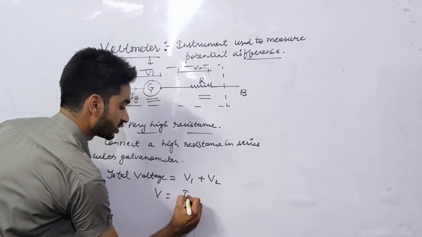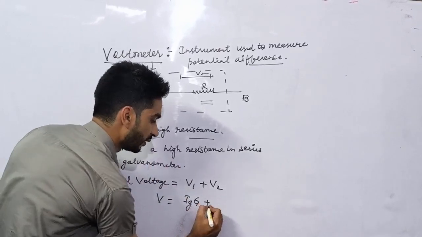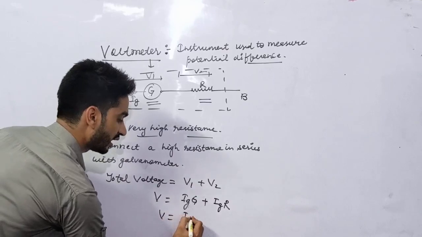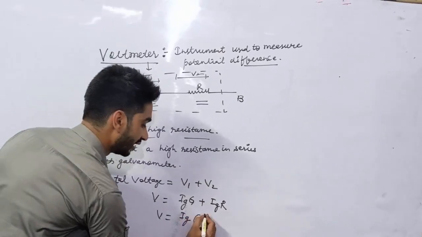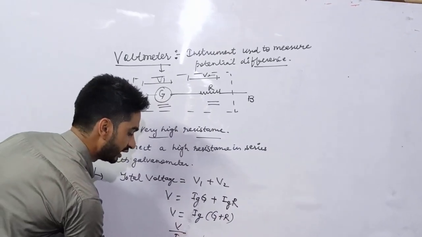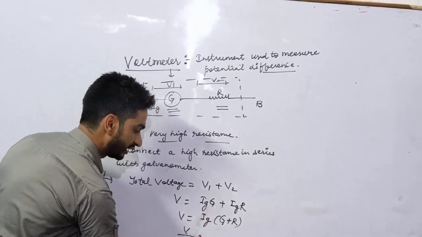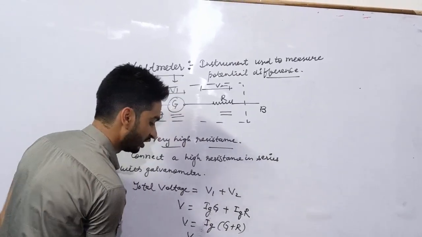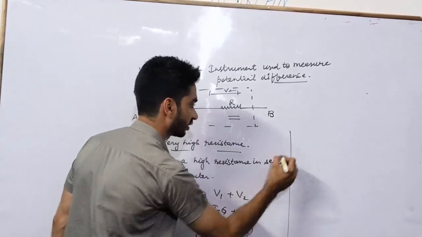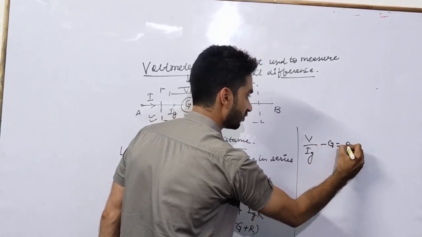Now V1 is equal to Ig into G as per Ohm's law: current into resistance plus current into resistance. We can take Ig common, and then we get Ig times (G plus R). Then we can calculate the value of R as follows. This Ig comes to the denominator side, so V by Ig equals G plus R. Solving it further, we get V by Ig minus G equals R.